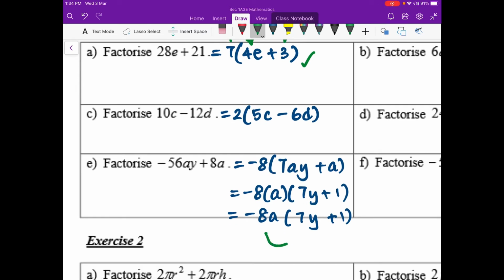So do a check. Expand it. Negative 8a times 7y is negative 56ay. Okay, check. Yes, it is correct. Negative 8a times positive 1 is negative 8a. Oh, it looks wrong. So where is the mistake? Over here, when you factorize out the negative 8, this should have been negative as well. Okay, that is how you check for errors.